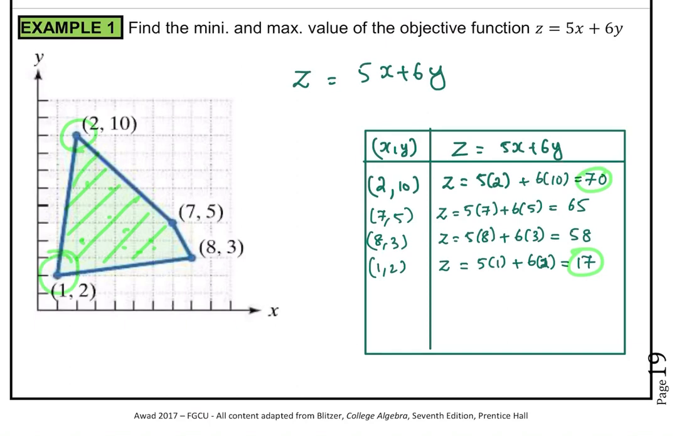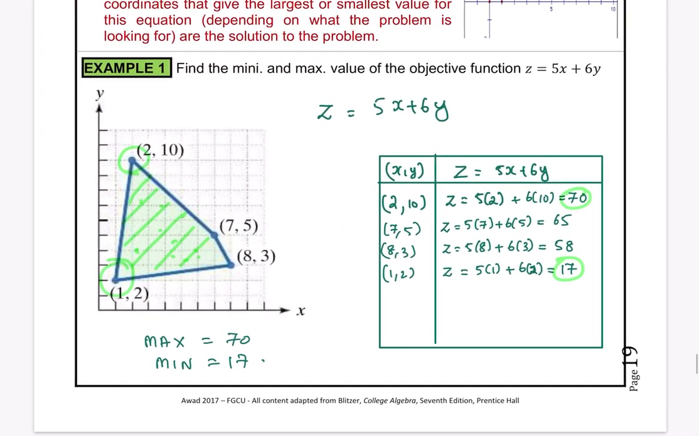So the maximum of this objective function is going to be 70, and the minimum is going to be 17. So maximum is 70, and the minimum is 17. And that's basically how they will do that, right? The next step is we're going to see how we come up with this nice graph, and then how we figure out these corners, which is what we're going to do in the next set of steps.